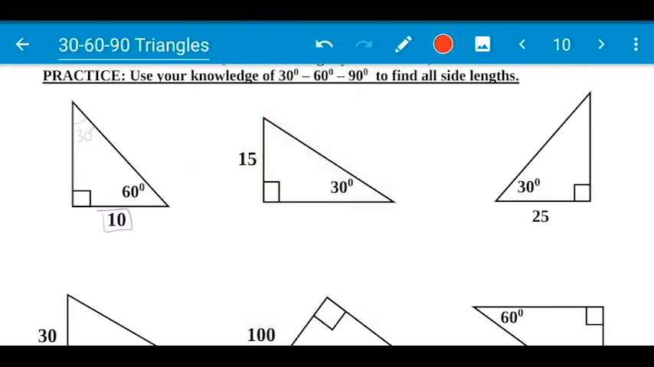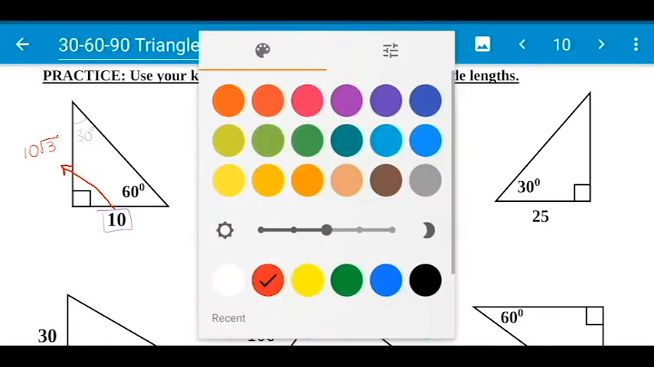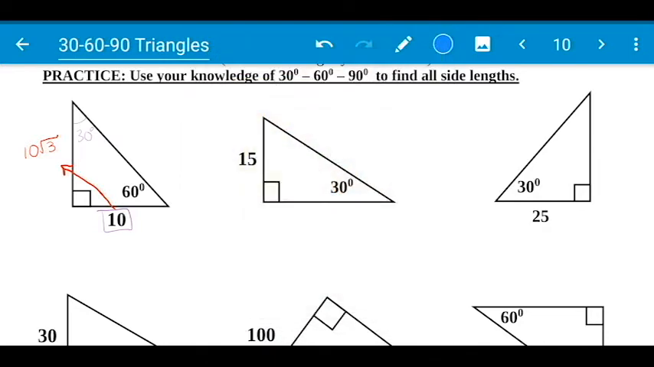So to get from our shortest leg to our long leg, which is opposite the 60, we're going to simply do 10 and multiply it by the square root of 3 because we're going from smaller to bigger. Now, if we're going from our shortest side of 10 to our hypotenuse, which is the longest side of the whole triangle, opposite the 90 degrees, we're going to simply multiply it by 2. So we're going to do 10 times 2, which gives us 20. Pretty straightforward. We've solved all of them for this example.